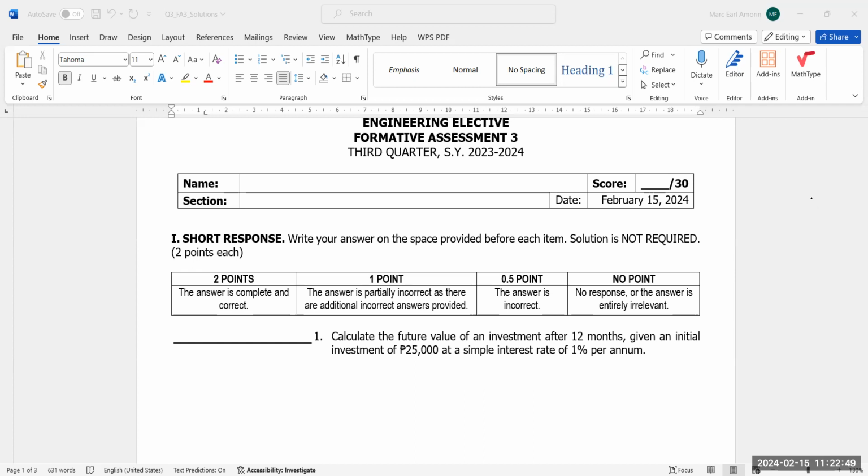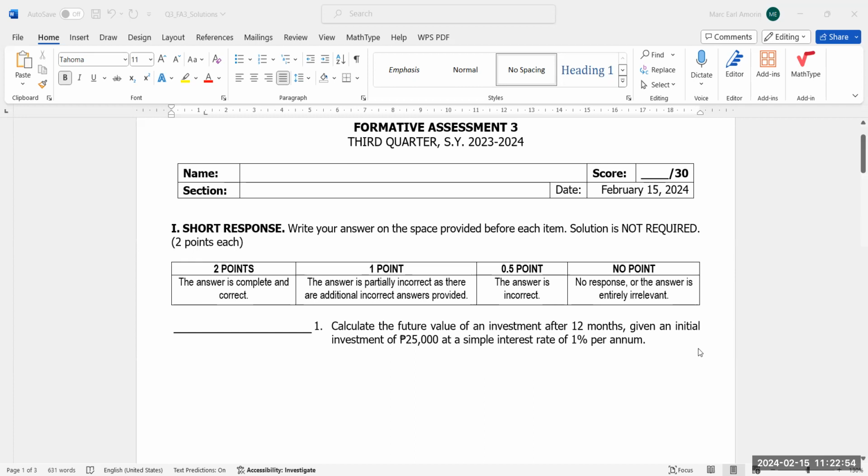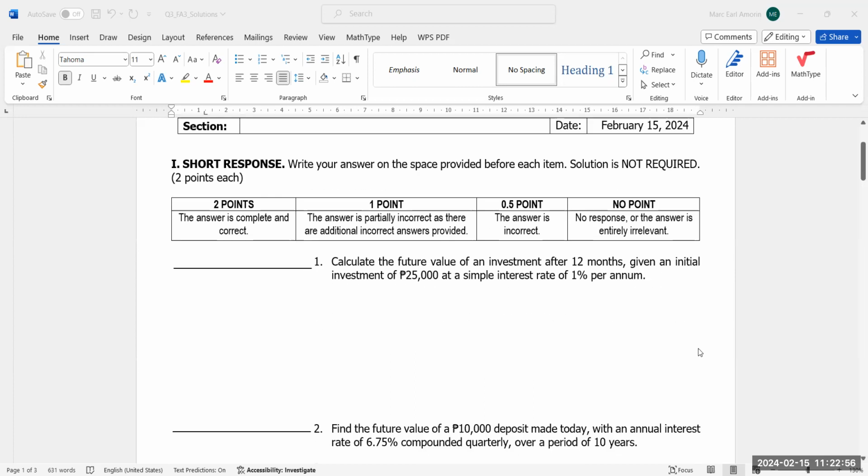Okay, so let's try to answer our formative assessment number 3. So I will show you the correct answers as well as the proper solutions to our quiz last week.